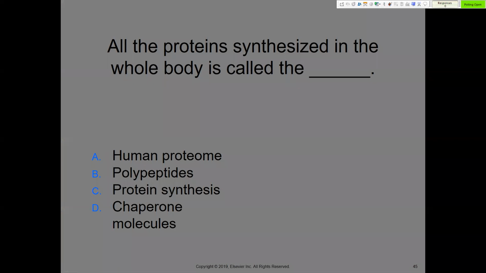All right, all of the proteins synthesized in the whole body is called the what?